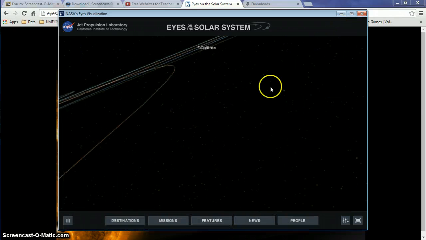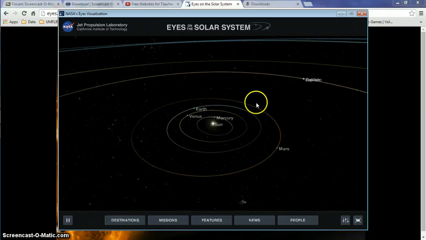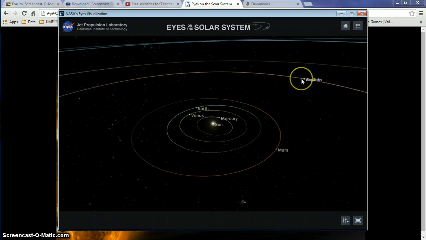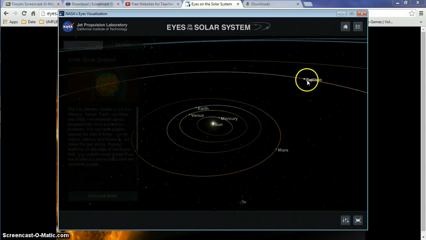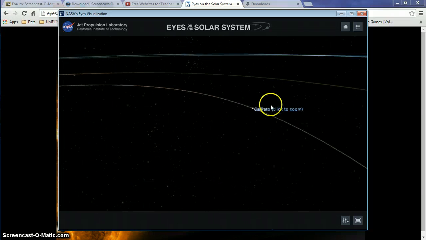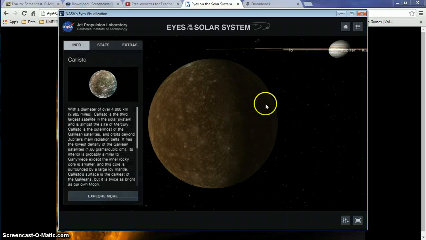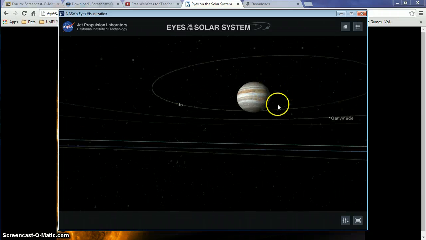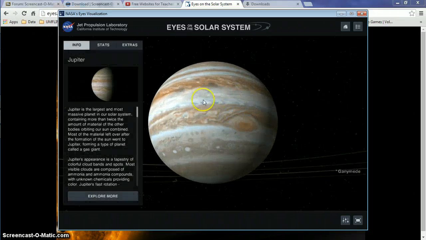So, heading home to go back out into the orbit, the next planet in the solar system is Jupiter. Okay, so here's Jupiter in the background. I clicked on Callisto, which is one of the many, many moons of Jupiter. So here we've got Jupiter.